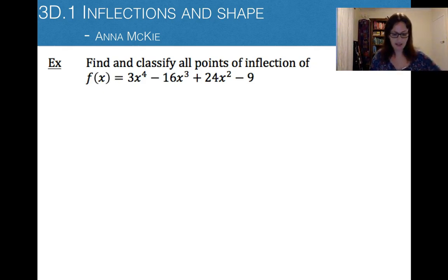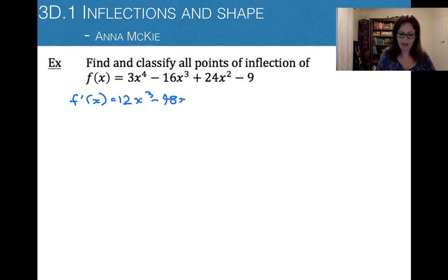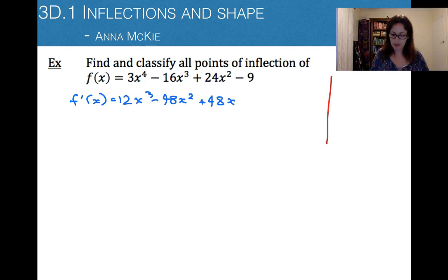If we have to find and classify all points of inflection of this quartic. So first of all, differentiate. So our derivative for this is 12x cubed minus 48x squared plus 48x. Now, as I always say, see what that looks like first. Draw it in your graphics calculator. Create a visual. And it looks something like this. So you can see how many you might be expecting to have.